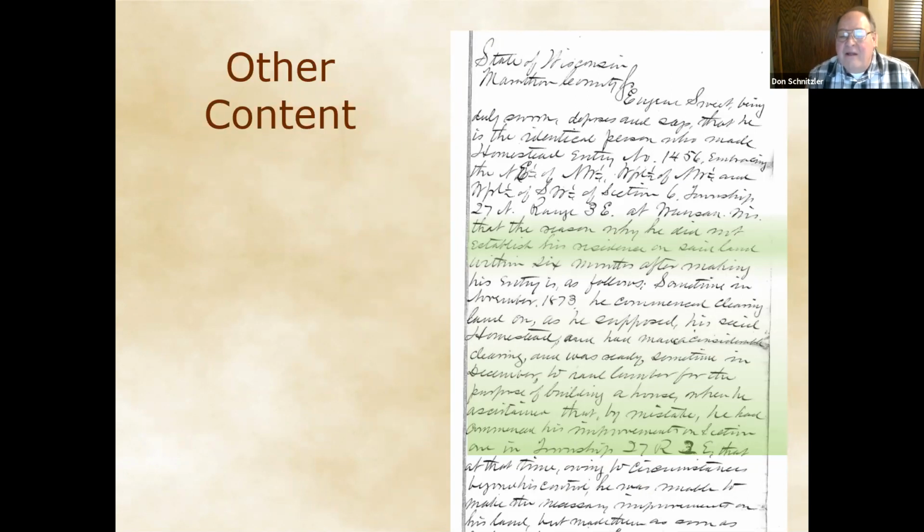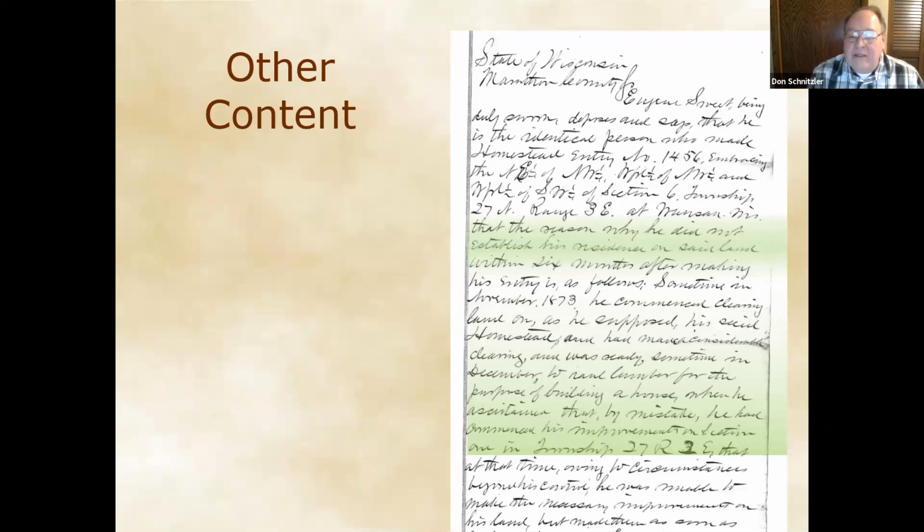You can also find other content, and this one I think is kind of interesting. This is actually a homestead application for another member of the Spencer family. This is the son-in-law who may have come with Robert Spencer from New York to Marathon County in 1872. He's filing for a homestead in 1873. So he arrived here, probably helped his father-in-law with setting up and building the building that was on their property, and then claimed land himself.